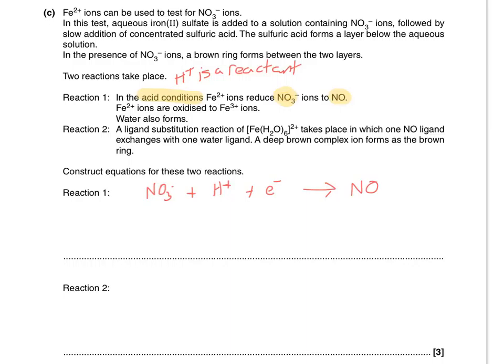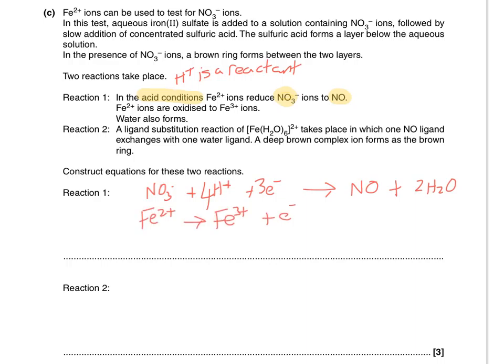So how many nitrogens have we got on the left hand side? We've got 1, so we have to have 1 NO. However, we've got 3 oxygens on the left hand side and 1 on the right, so that must mean that we've got 2 waters. Now from 2 waters we can see that we've got 4 hydrogens. So now to make the charges balance we need 3 electrons.